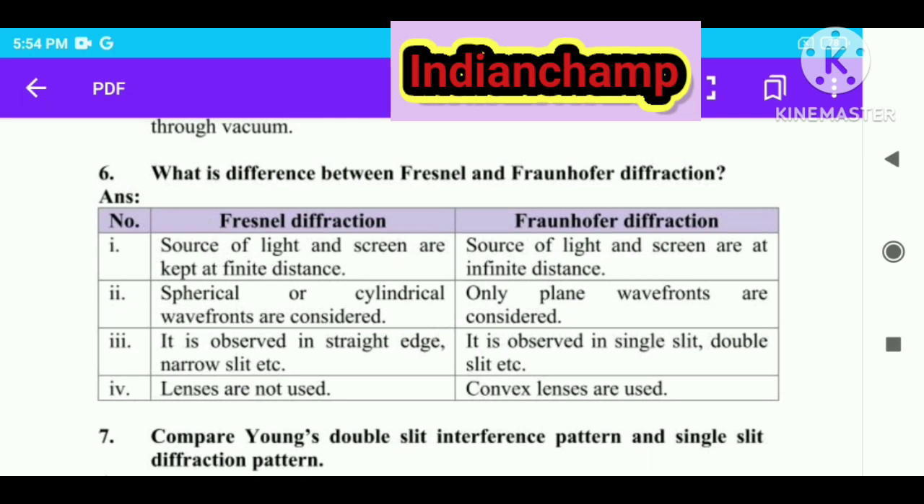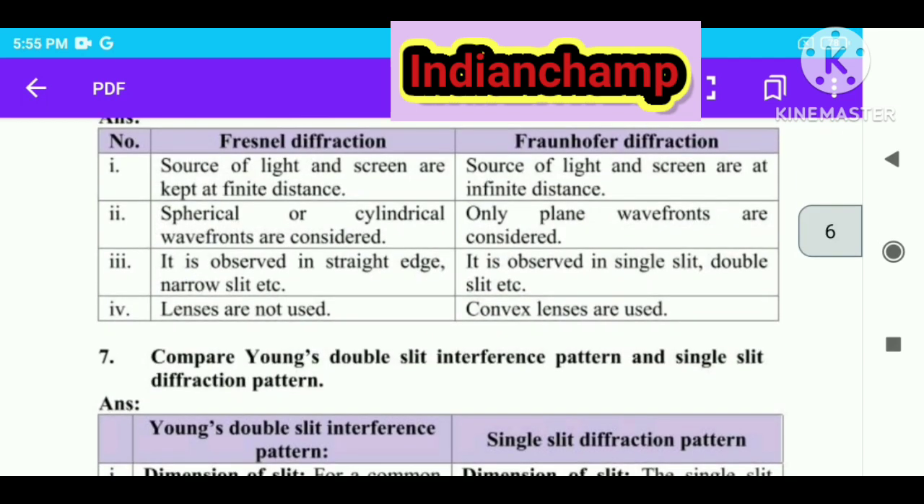Fraunhofer diffraction is observed in a single slit, double slit, etc. In Fresnel diffraction, lenses are not used. In Fraunhofer diffraction, convex lenses are used.